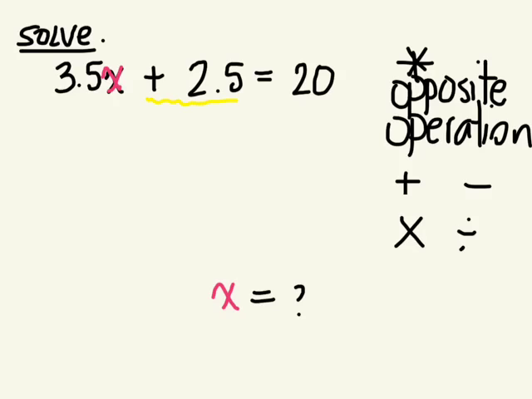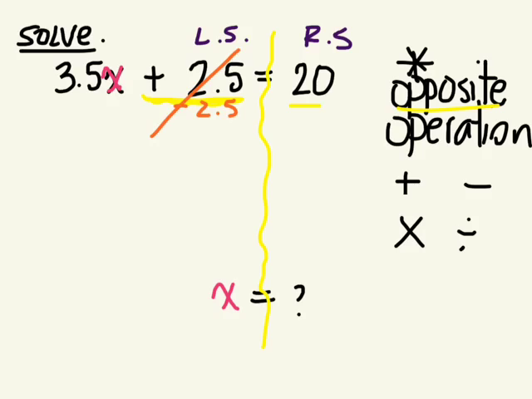So we have 3.5x plus 2.5 equals 20. Like I said, every equation has a left side and a right side, so we can imagine there's an imaginary line here. I like to line up the equal sign. It's easier to read when you're solving this. I want to get rid of this plus 2.5. What's the opposite of adding 2.5? Okay, so if I take away 2.5, I got rid of that, right?